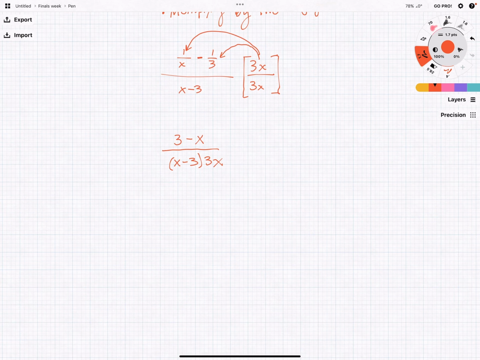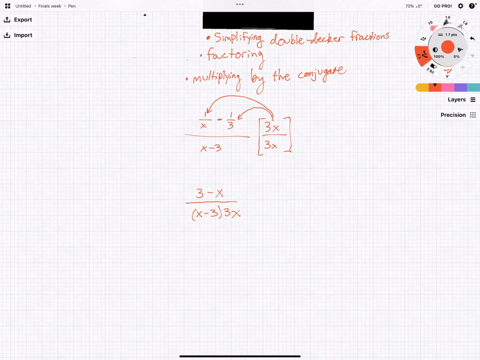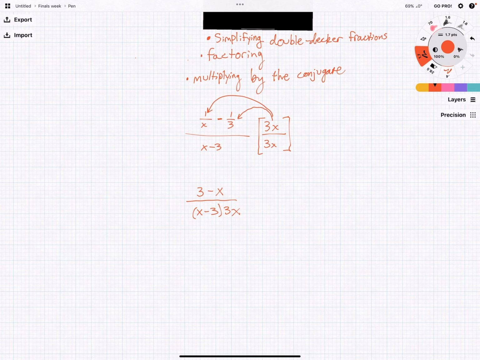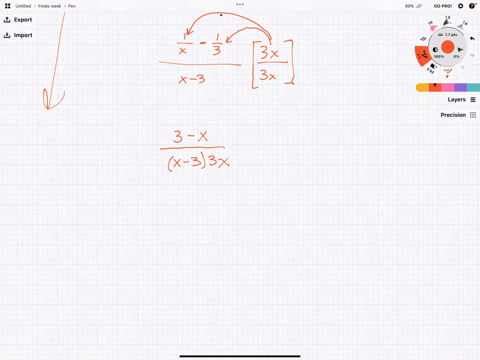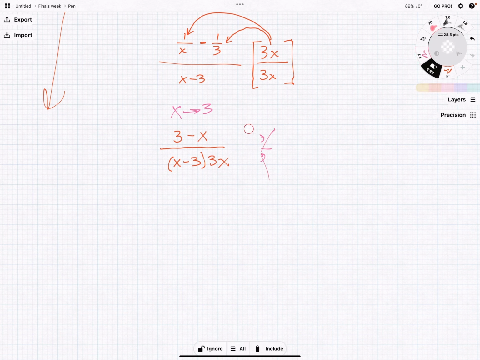And now we're left with this. And here's the 4th thing that we can do, which is kind of a subcategory of factoring. We have 3 minus x over x minus 3 times 3x. And we need to remember that x is approaching 3. So we are still going to get this 0 over 0 problem, and you do not want that. Until I learned about this, it was very frustrating trying to figure out how I am possibly supposed to make sense of this. Well, here's what we can do.